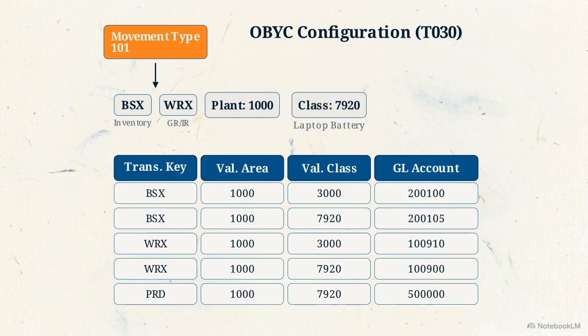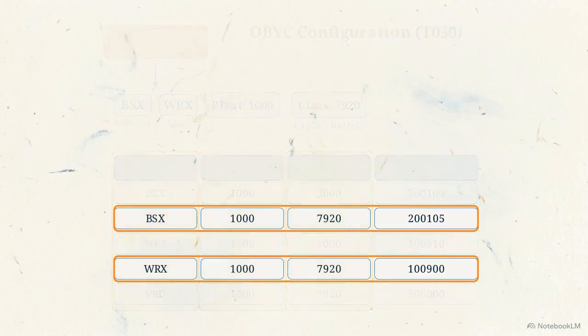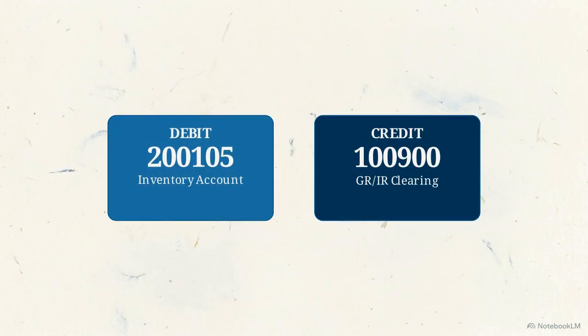Next, the system checks where this is happening and what is being moved. It pulls the valuation area, usually your plant code, and the valuation class, which is assigned directly to the laptop battery material master record. By cross-referencing the transaction key, the plant, and the valuation class, the OBYC table pinpoints the exact debit and credit ledger accounts required for disbursing.